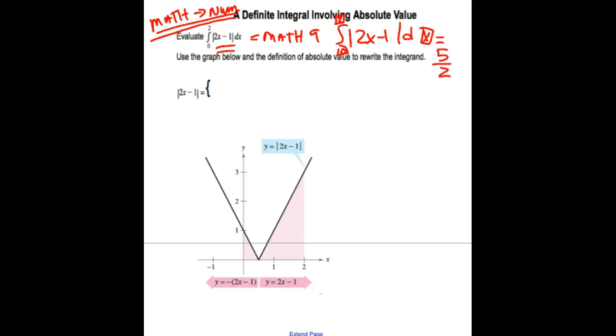Because if I were to ask you, what's the antiderivative of absolute value, you don't know, and it's not because I haven't told you, it's because I can't. There is no function whose derivative is the absolute value. So here's what you need to do.